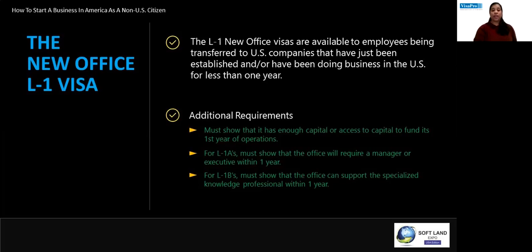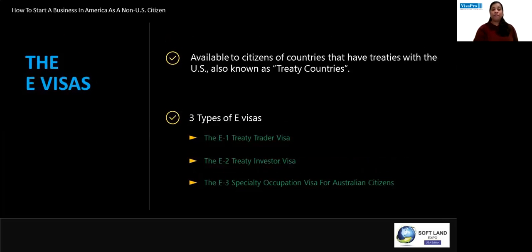Let's switch gears now and take a look at the E2 visa category. The E-visa is generally available to citizens of countries that have treaties with the U.S., also known as treaty countries. There are actually 3 types of E-visas, the E1, the E2, and the E3. Our focus today is going to be on the E2, which is the most popular option for foreign national investors, entrepreneurs, and executives.